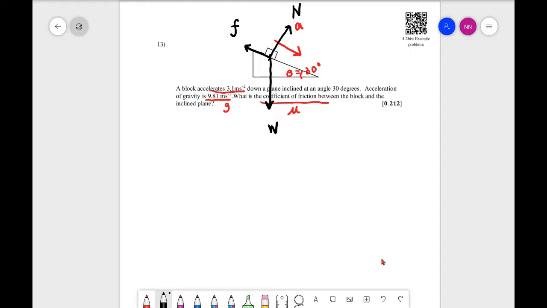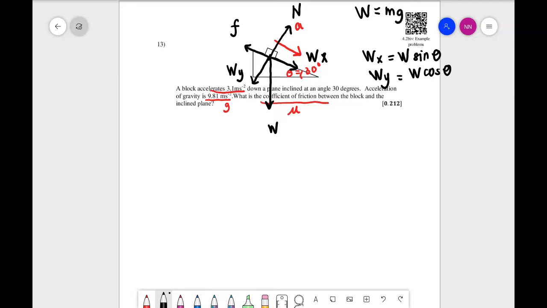Then we can resolve weight into a component perpendicular to the inclined plane, which is Wy, and a component parallel to the inclined plane, which is Wx, where Wx is W sin theta and Wy is W cos theta, and W is mass times gravity. Look at this area.